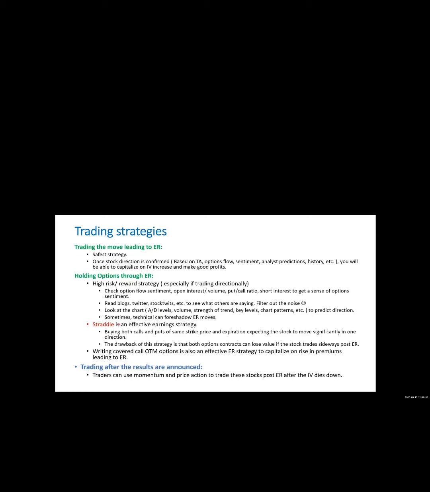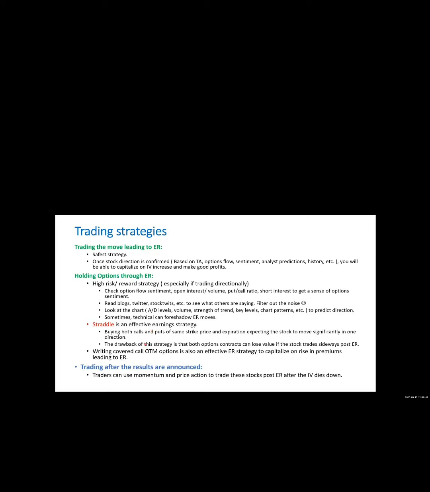A straddle is an effective earnings strategy. So what is a straddle? Sometimes you may have a stock that's implied to make a big move, and you don't know which direction it is going to move. In that case, you can buy both calls and puts of the same strike price and expiration date, expecting the stock to move significantly in one direction or the other. So let's say you bought a FedEx straddle today and the stock moved up. The puts are going to expire worthless, but the calls are going to make money. And if you just do the math, you'll end up making a profit if the stock made the implied move.